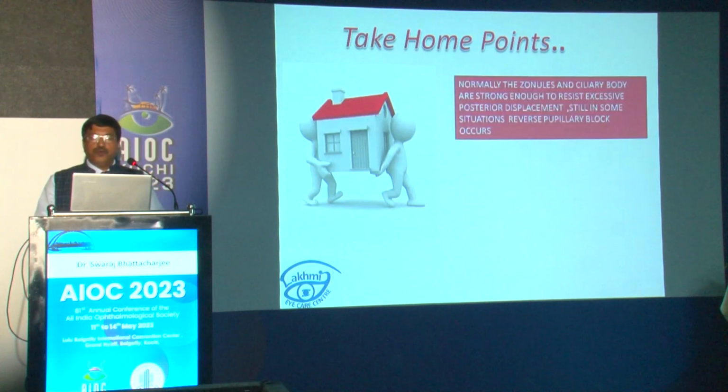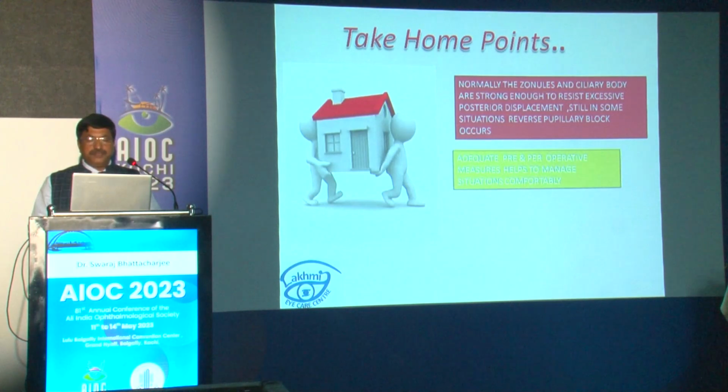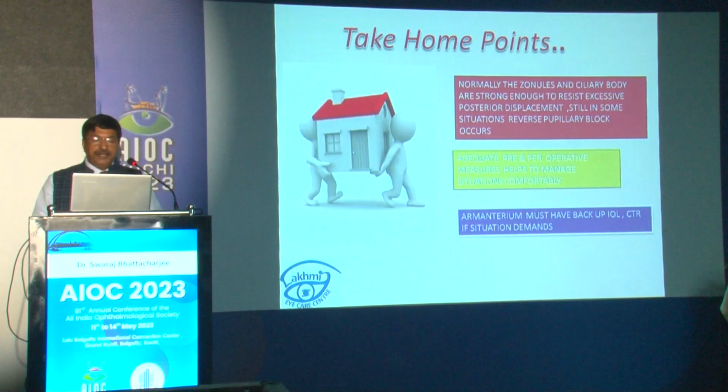So what are the take-home points? Normally, the zonules and the ciliary body are strong enough to resist excessive posterior displacement. Still, in some situations, reverse pupillary block occurs. Adequate pre- and intraoperative measures help to manage the situation comfortably. The armamentarium must have a backup IOL CTR if the situation demands.